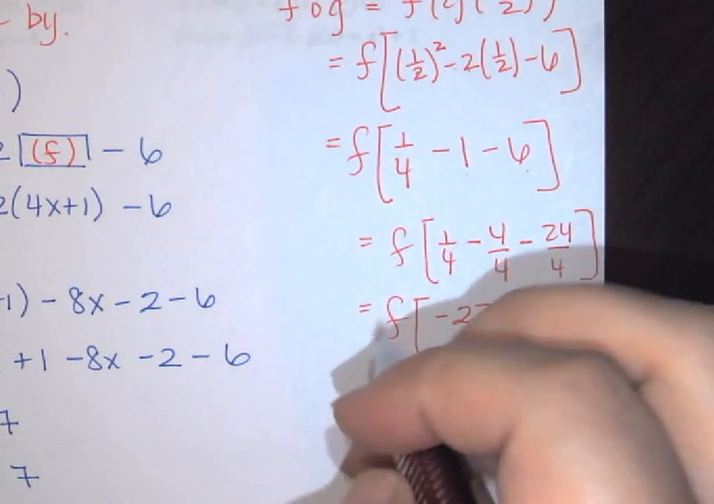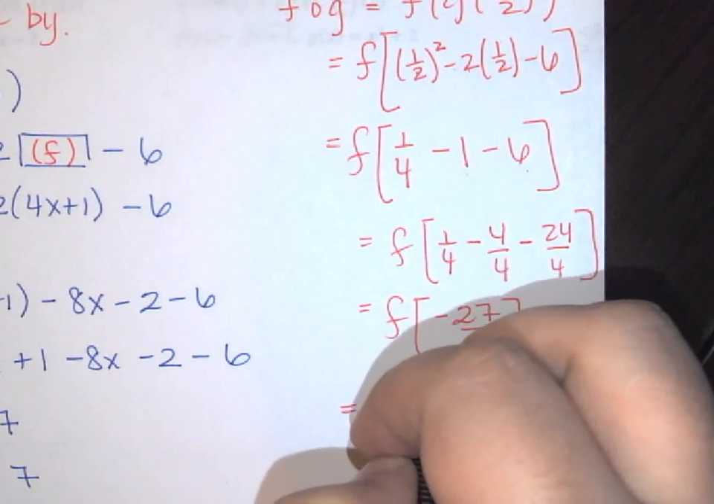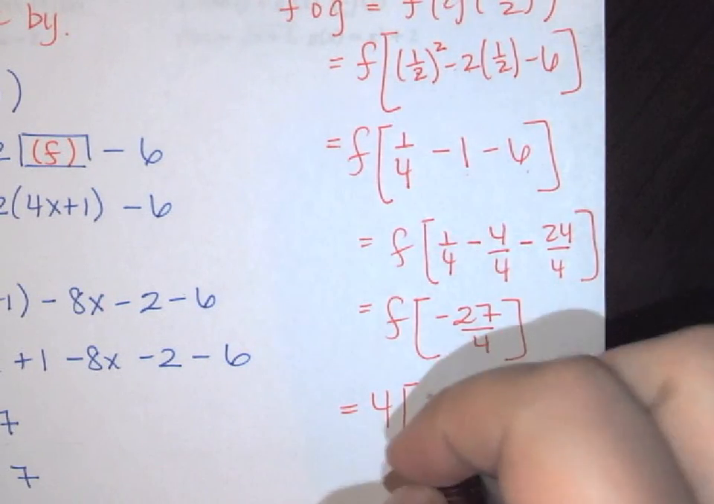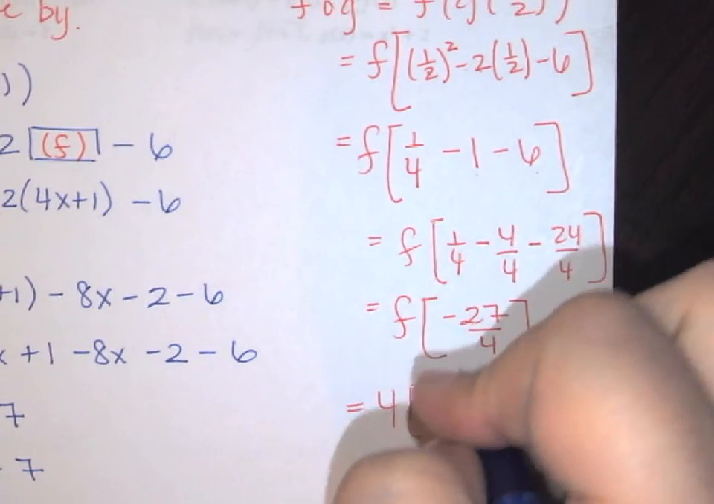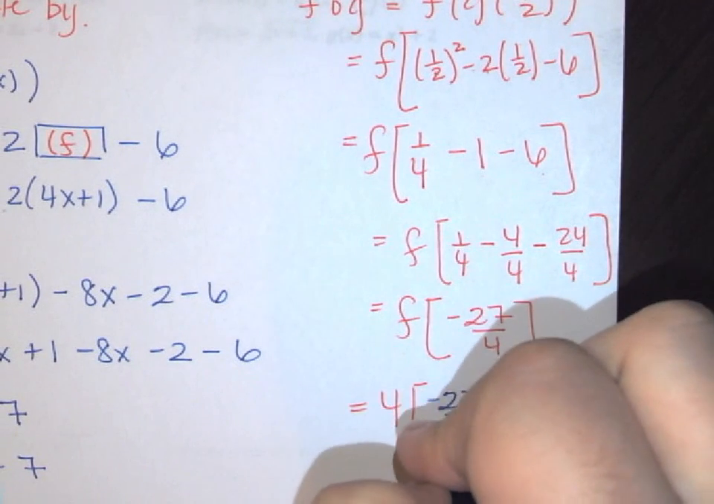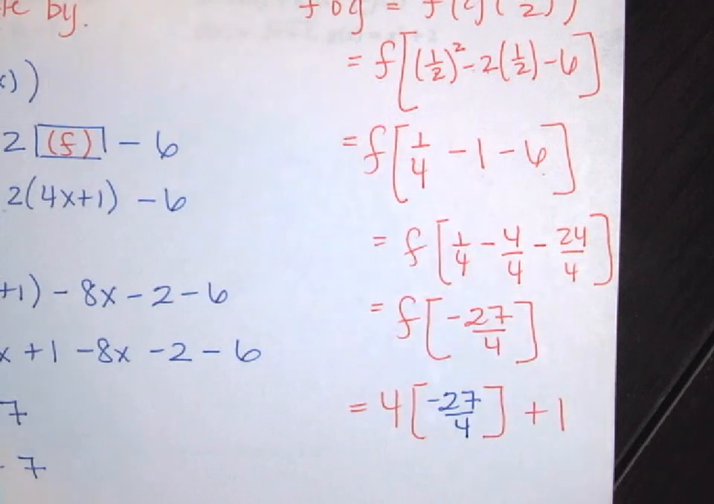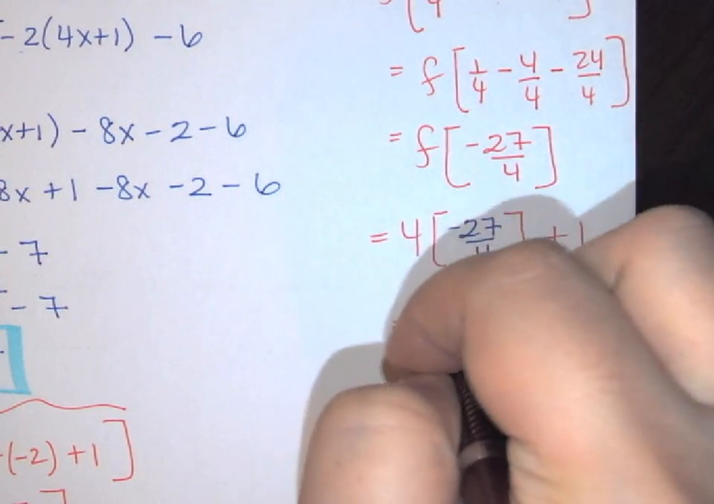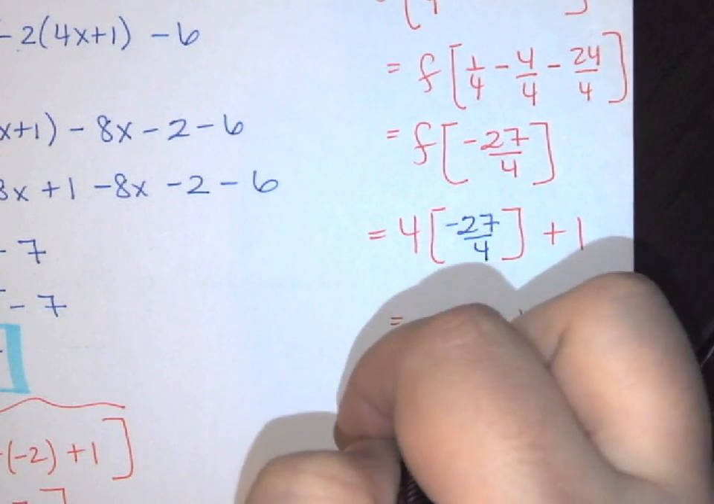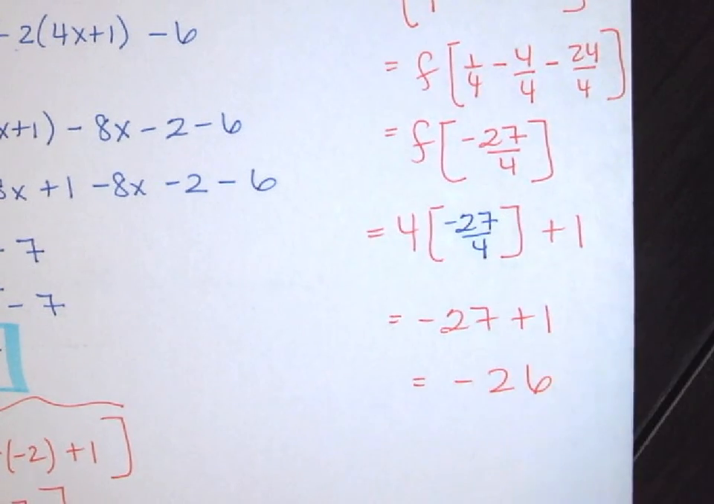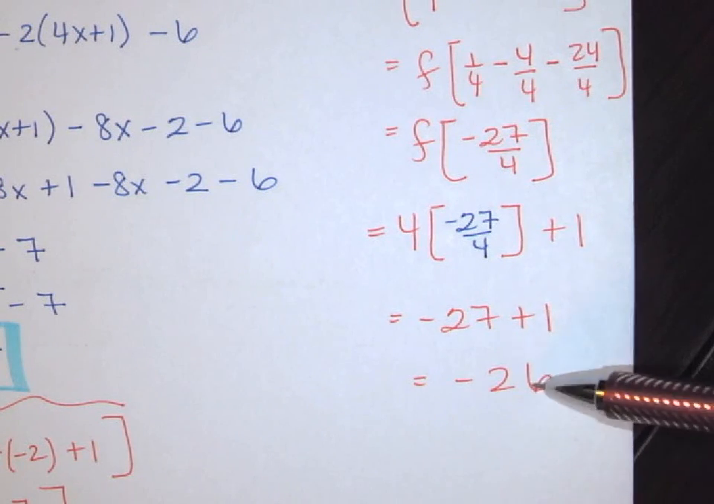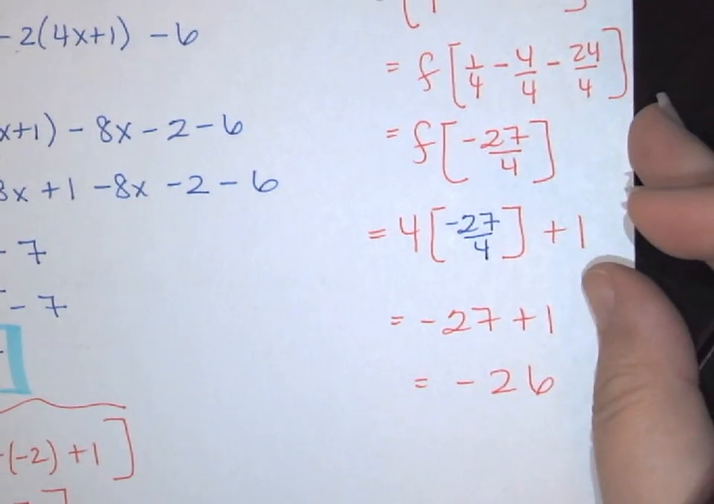So now, remember, this was going to be 4 of my stuff plus 1. Well, my stuff here is the negative 27 over 4. So in this instance, if you look at it, 4 and 4 is going to cancel. This leaves me with negative 27 plus 1, which gives you a negative 26 as a result. Now you can check your work by finding the composites and then plugging 1/2 in, and you should get the exact same result. Okay?